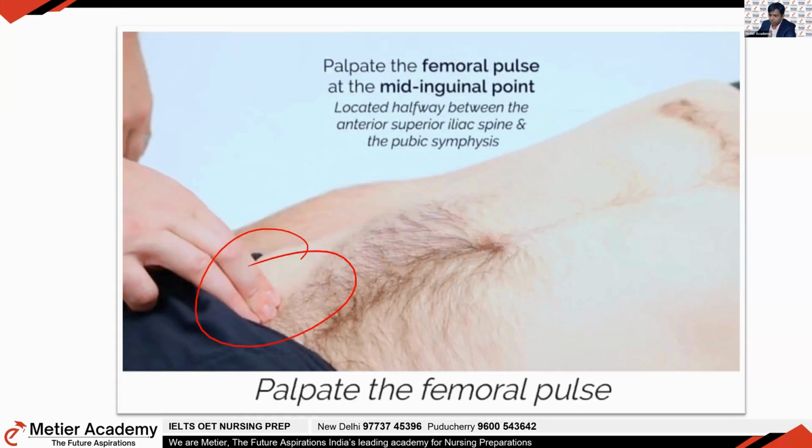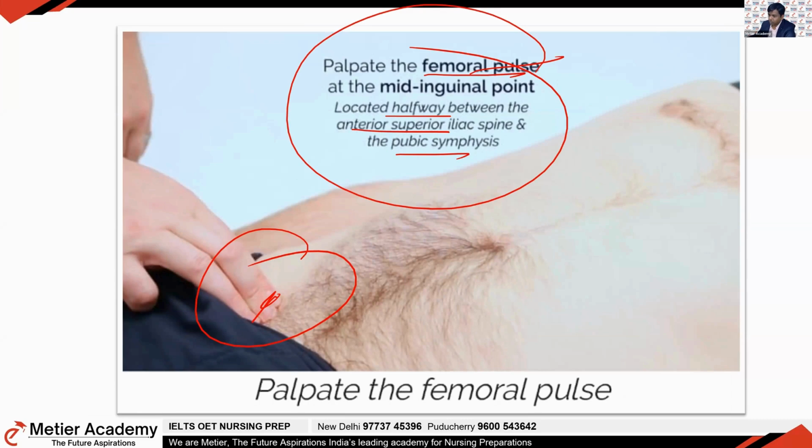So this is the location of your femoral pulse. Locate it halfway between the anterior superior iliac spine and the symphysis pubis, where they are assessing the femoral pulse. Okay, location of the femoral pulse, they can ask: the mid-inguinal point, located halfway between the anterior superior iliac spine and the symphysis pubis.